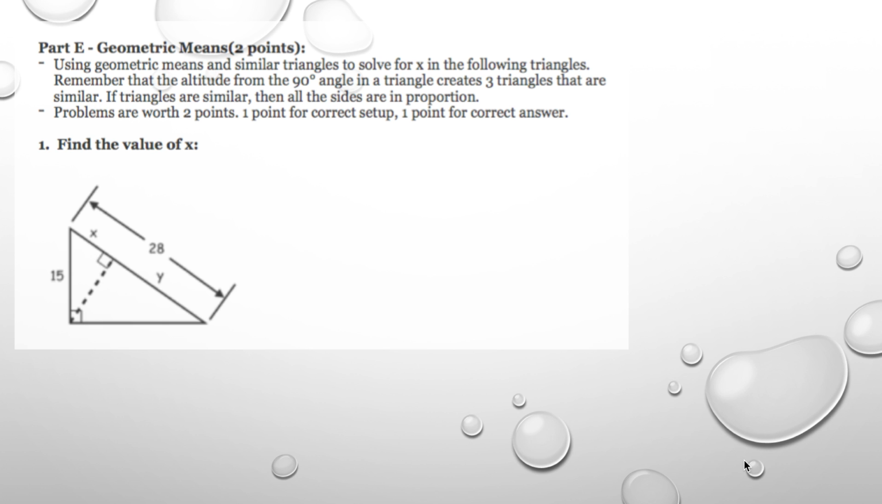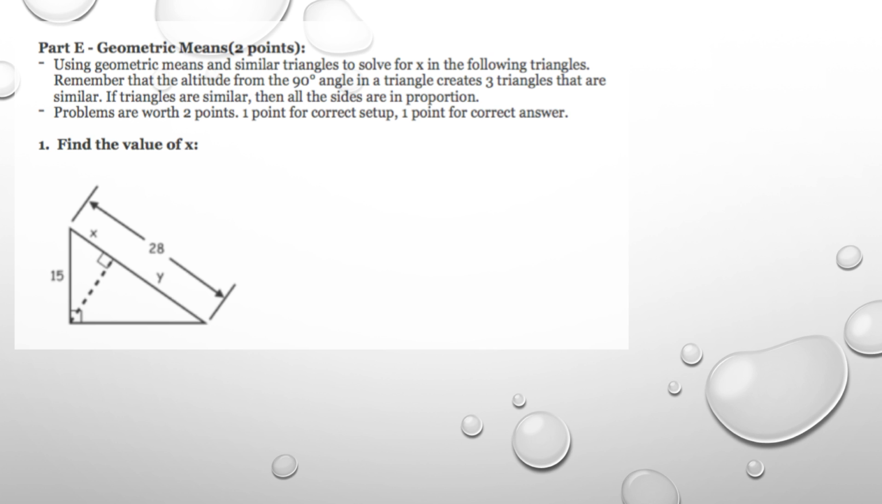What we want to look at now is finding the value of x. And we have here a right triangle, and we have shown here the altitude from the 90-degree angle to the hypotenuse. And when we take the altitude from a 90-degree angle to the hypotenuse, it forms three similar triangles. Two smaller ones and then obviously the larger one.